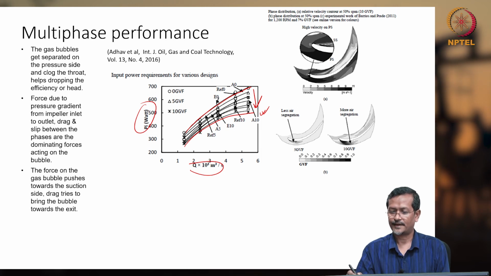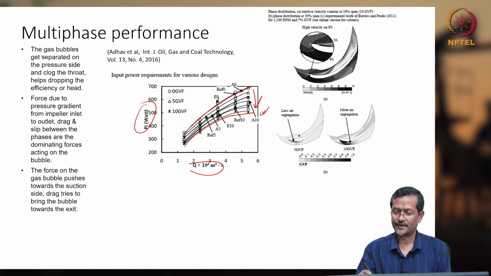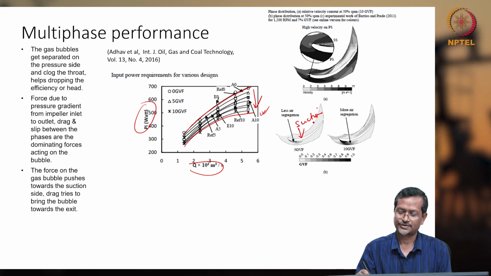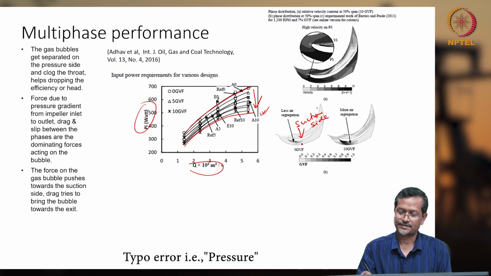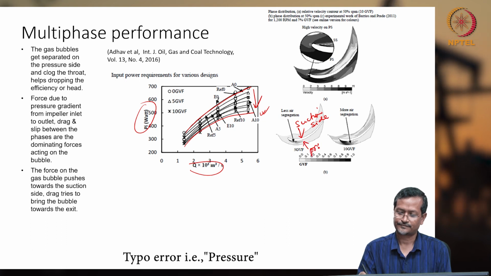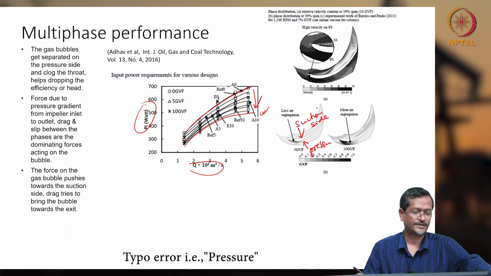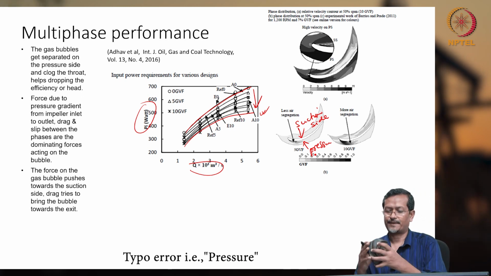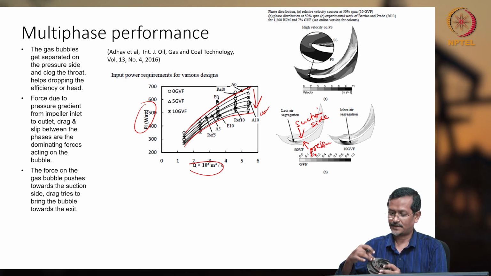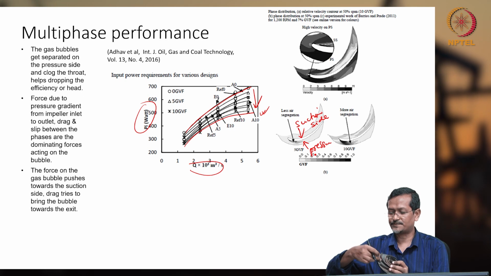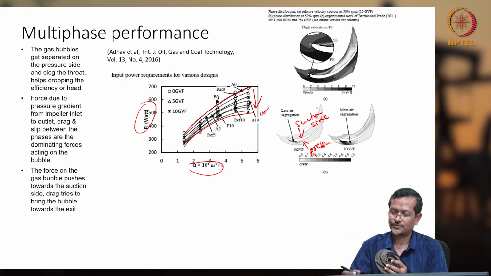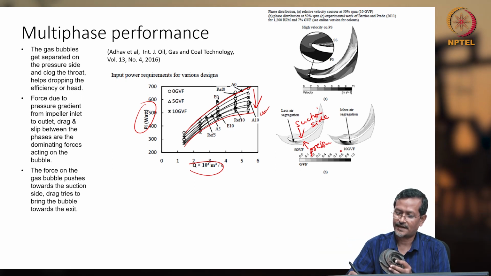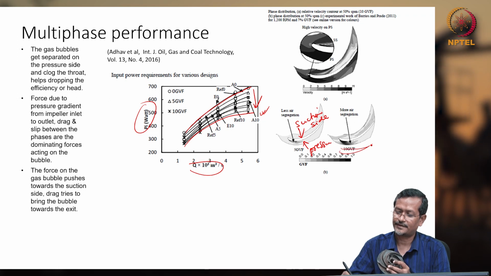And here, on the right side picture, you can see this impeller. This is suction side, this is pressure side. So what is happening if I take this impeller? The impeller is like this. This is suction side, this is pressure side, this is suction side. So one impeller is like this, another impeller will be here.